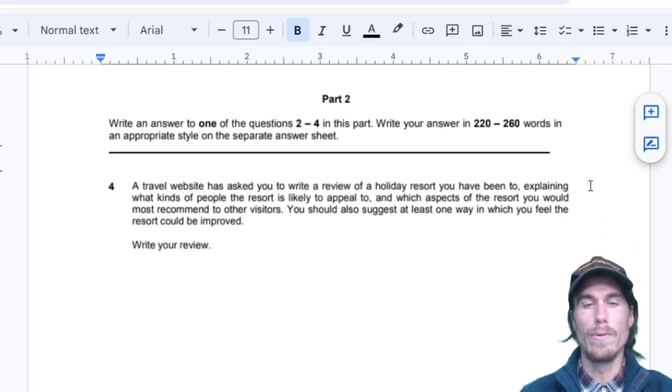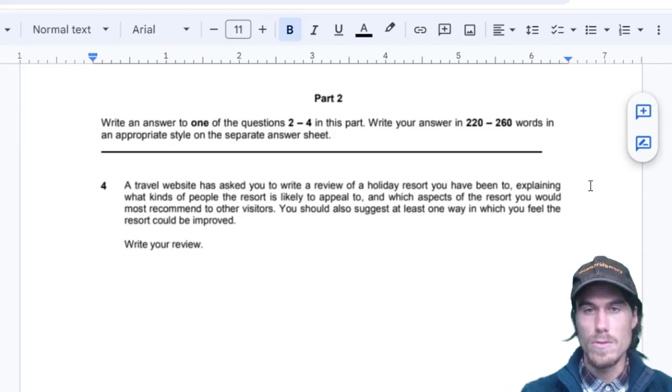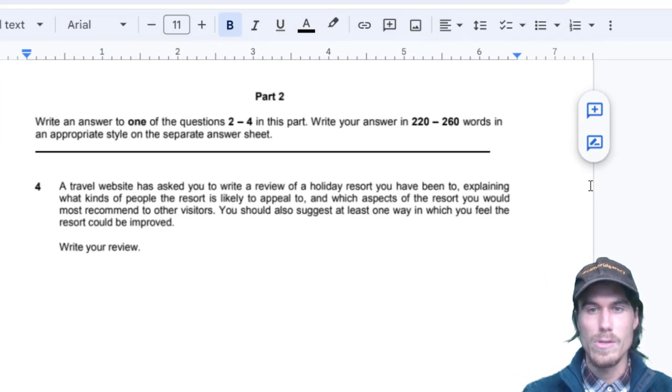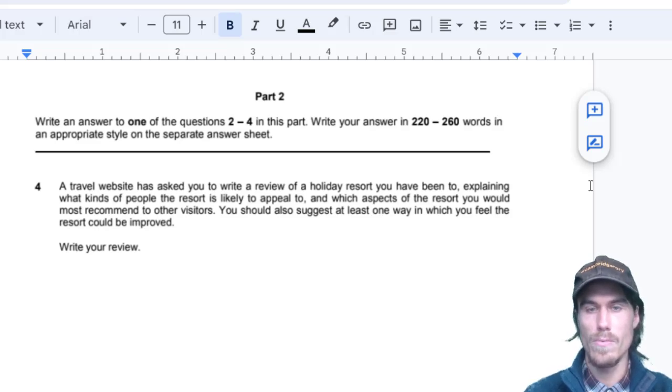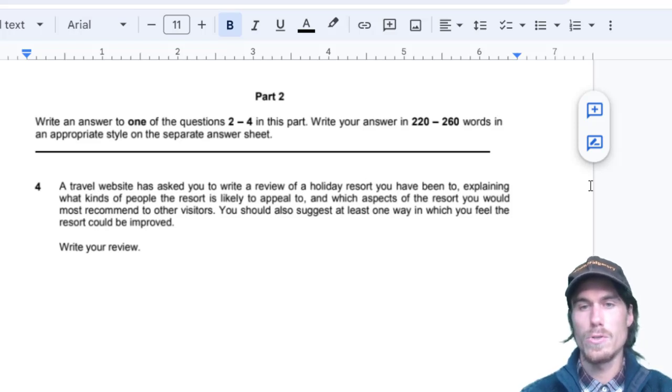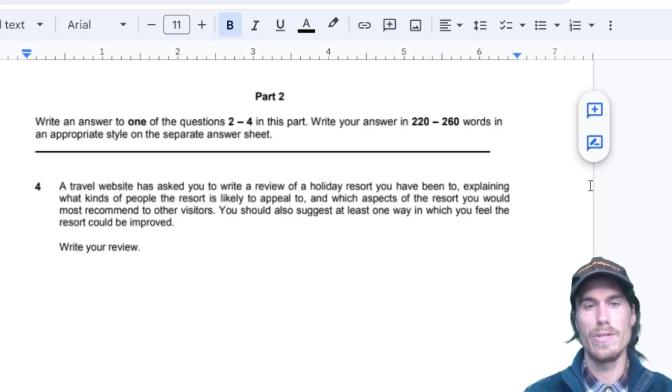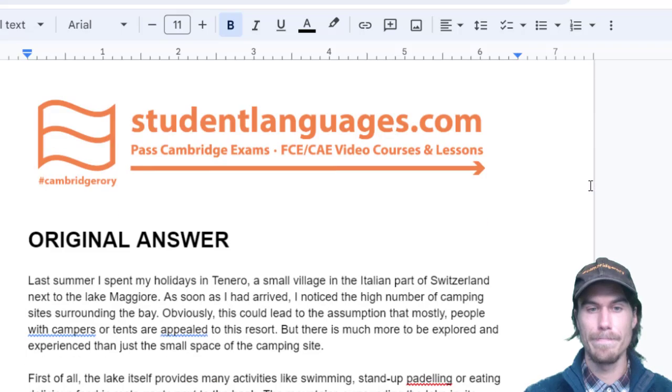So here is question 4. A travel website has asked you to write a review of a holiday resort you have been to, explaining what kinds of people the resort is likely to appeal to, and which aspect of the resort you would most recommend to other visitors. So there's 2 main things: what kind of people it would appeal to, and which aspects are the best. You should also suggest at least one way in which you feel the resort could be improved. So 3 main things to do. Write your review. Let's see if they've answered those 3 main points, shall we?